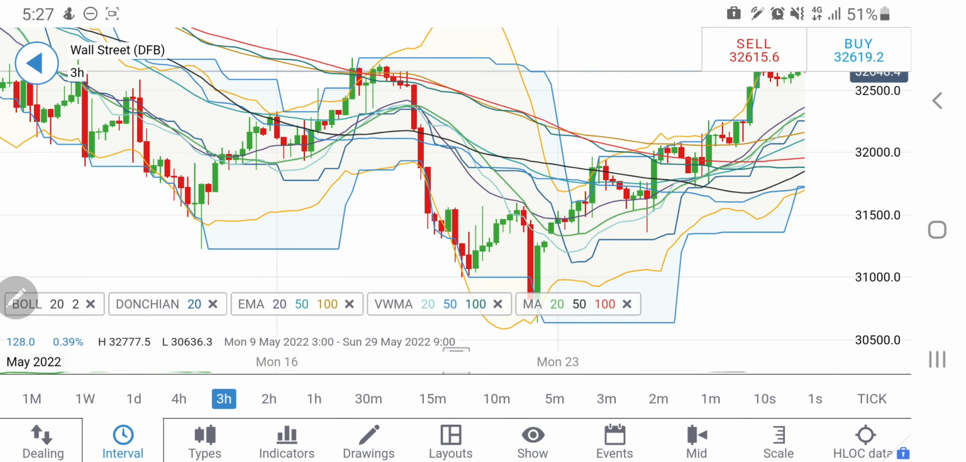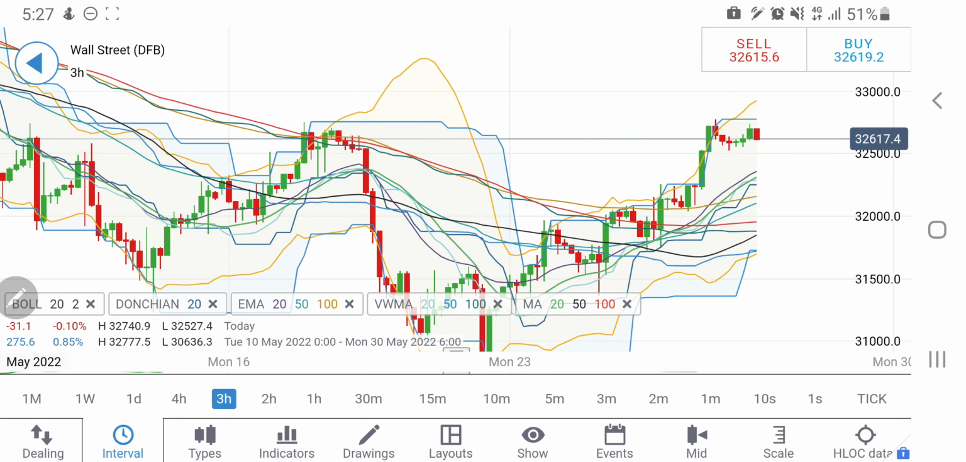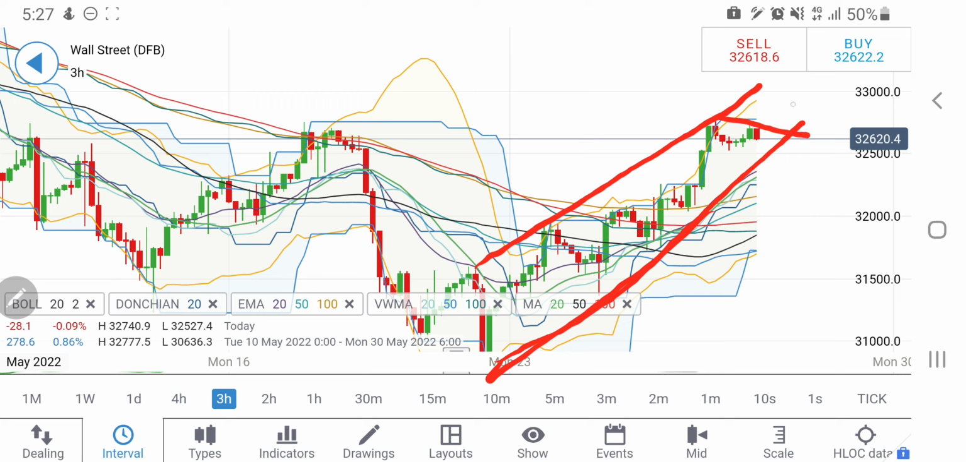Similarly on the 3-hour charts, see this is the channel, sorry for my drawing, this is the channel in which it is trading. Now look at this, it is trying to narrow, see it is trying to narrow there. Also look at this, the lower highs are done.